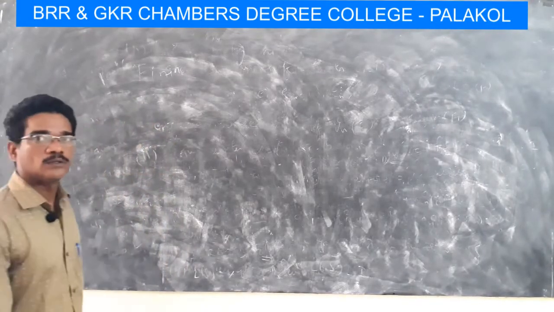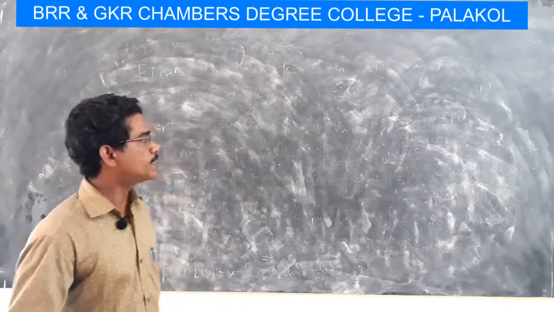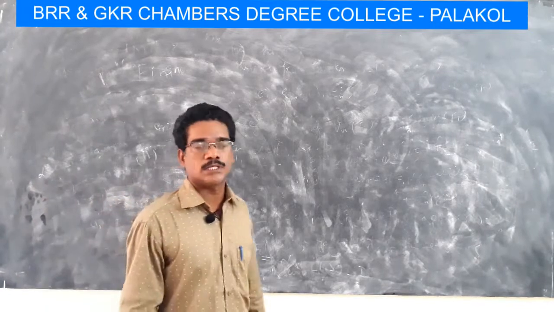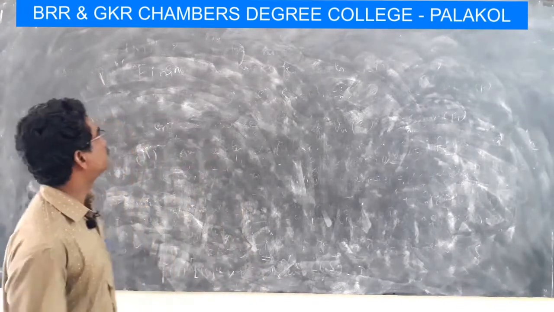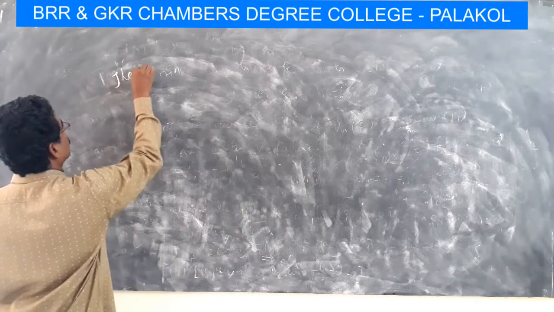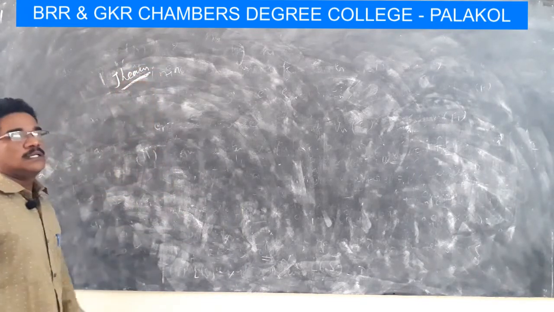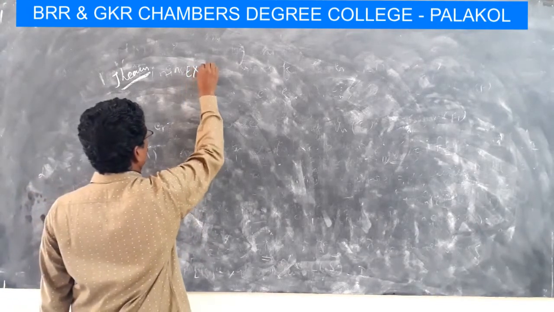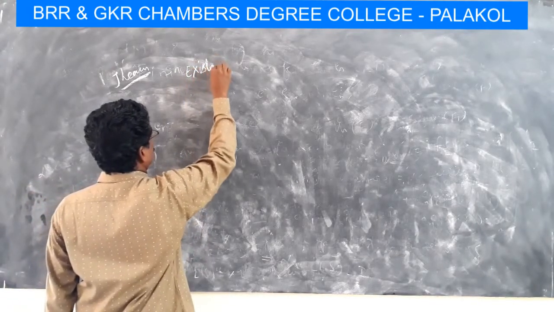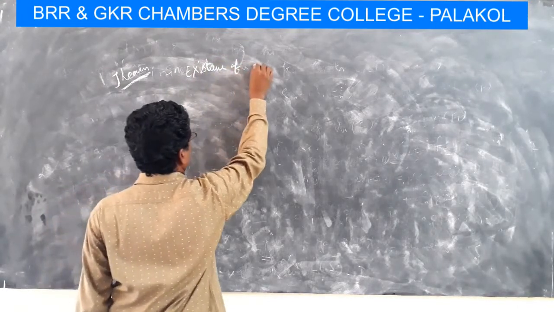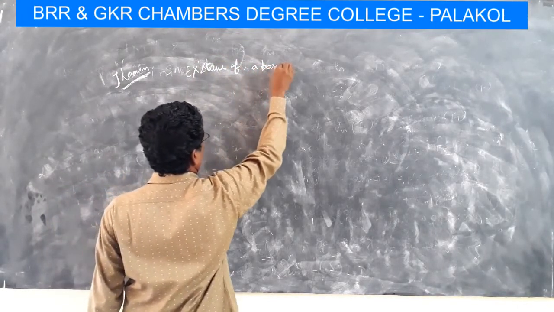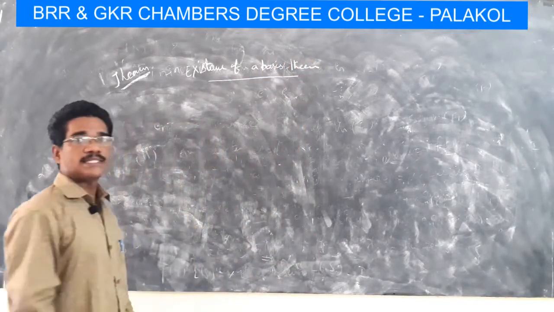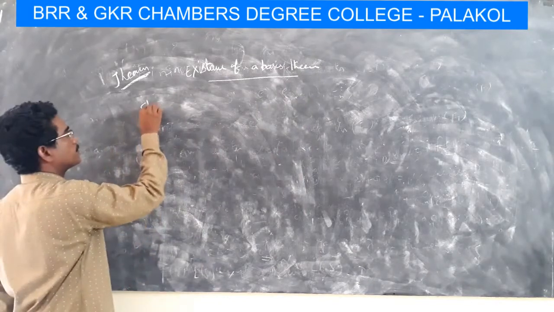Okay students, now theorems based on basis and dimension, that means finite dimensional vector spaces. First theorem: existence of basis theorem. Existence of a basis theorem statement.